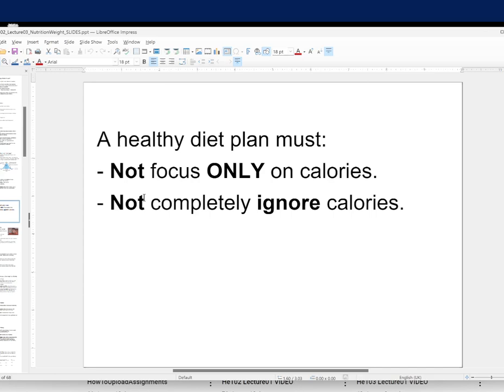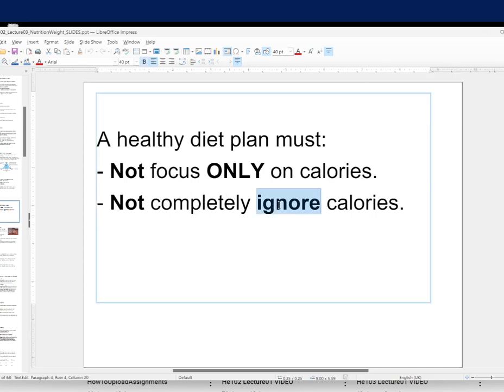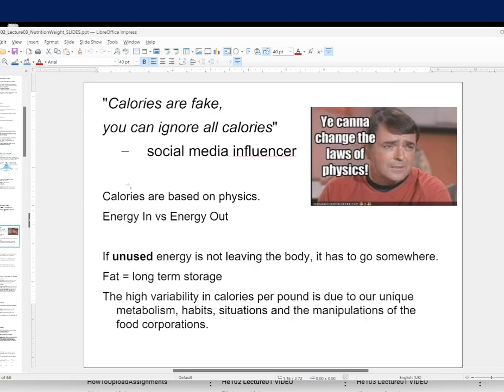Some of you were racing to the email system because you wanted to yell at me and say, I heard that calories don't matter. I can completely ignore calories. My advisor, my favorite social media influencer told me that the best way to diet is to completely ignore calories. I already established that a science calorie is the energy to move 1 gram of water 1 degree Celsius, and 1 calorie on the nutrition label is 1,000 science calories. That's a calorie. So these are laws of physics, of thermodynamics, and you cannot change the laws of physics.